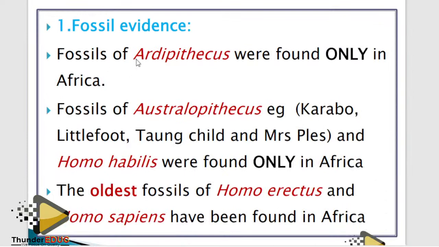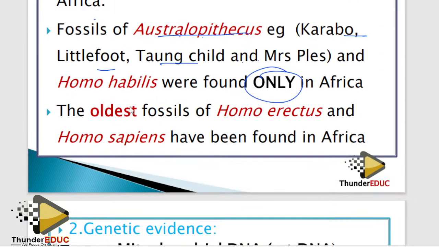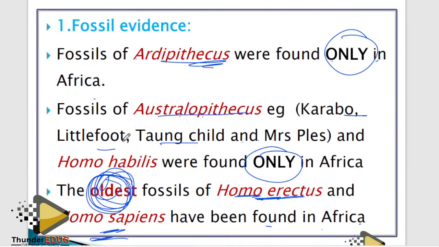Also, fossils of Ardipithecus were only found in Africa. Fossils of Australopithecus, Karabo, Little Foot, Little Child, you can talk about too. And Homo habilis were only found. You see, this word only is very important. But once you come to Homo erectus, you talk about the word oldest. The oldest fossil of Homo erectus and Homo sapiens were found in Africa. So for these two, we want the word oldest. If you don't put it, you cross it. And for this one, you don't add the word oldest, because we will ask you what about the newest? So don't add the word oldest here.